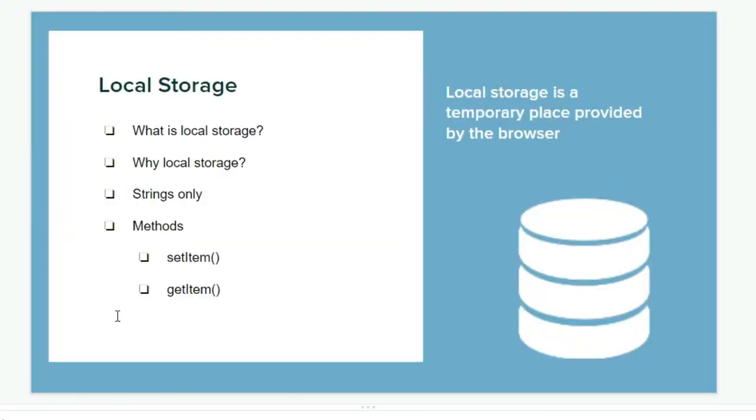Local storage can store only strings, and I will show you in 2 minutes. And local storage provides us two methods. It has more methods, but these are the two important ones which we will use more: set item and get item. The set item method is used to set the item to the local storage. The get item method is used to get that item from the local storage which we set up.